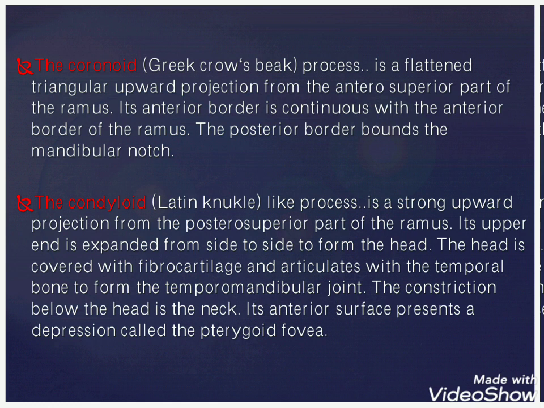The condyloid process is a knuckle-like process. It is a strong upward projection from the posterior superior part of the ramus. Its upper end is expanded from side to side to form the head. The head is covered by fibrocartilage and articulates with the temporal bone to form the temporomandibular joint. The constriction below the head is the neck, and its anterior surface presents a depression called the pterygoid fovea.